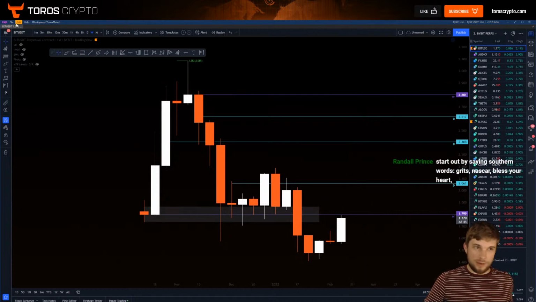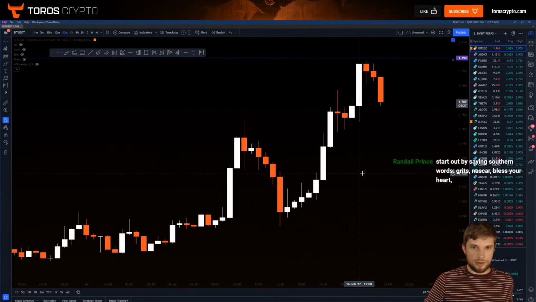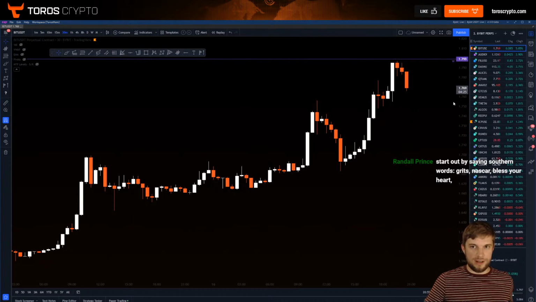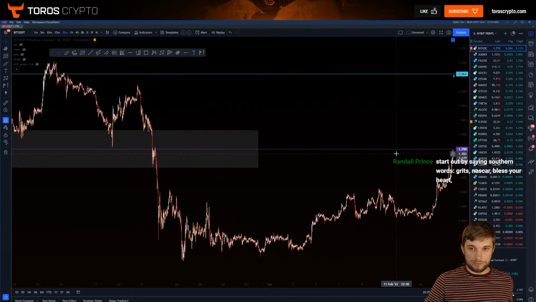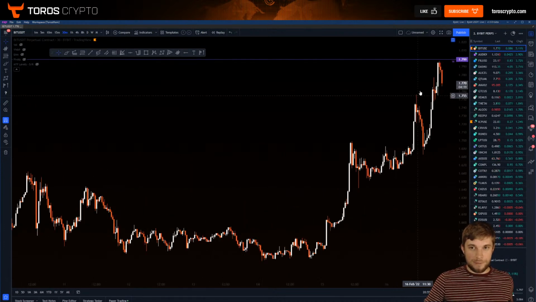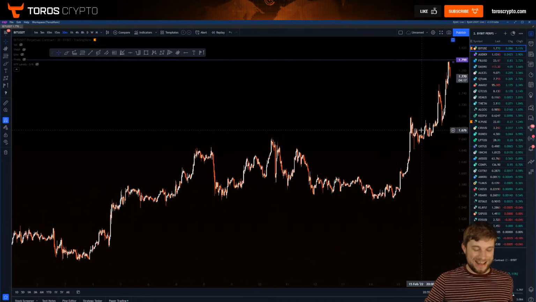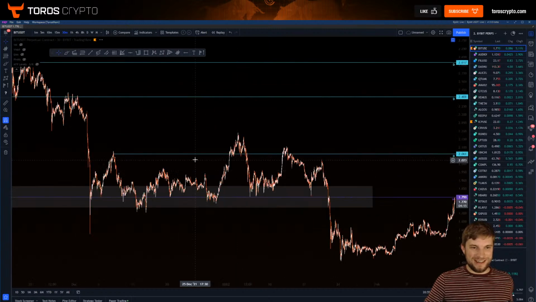I am one of those people that did take a long on Bit token, and I have an alert set on this weekly level and it has not hit. However, I probably will take profit on this now because I need to.